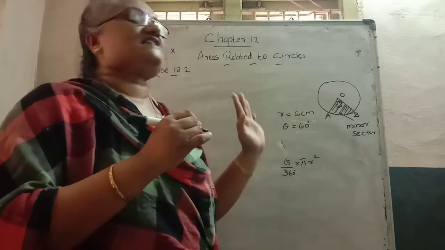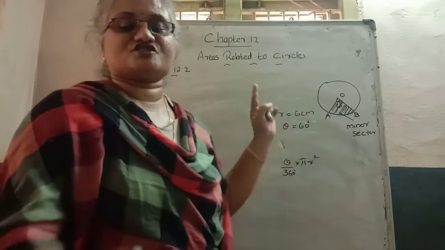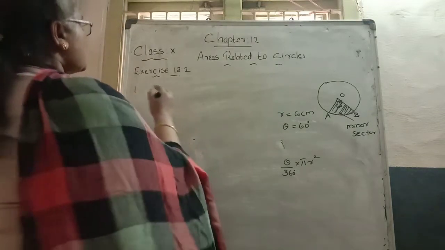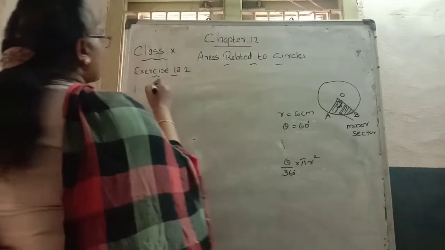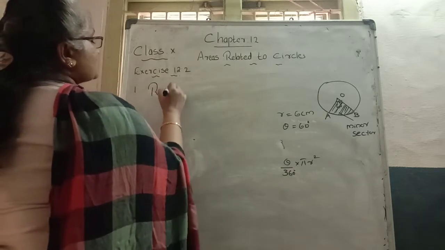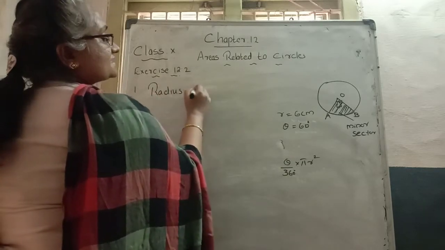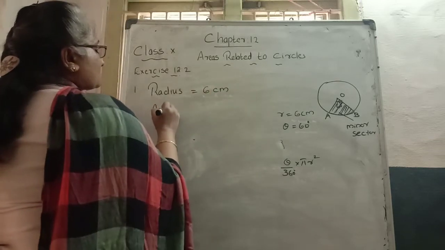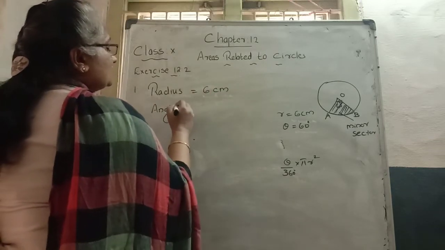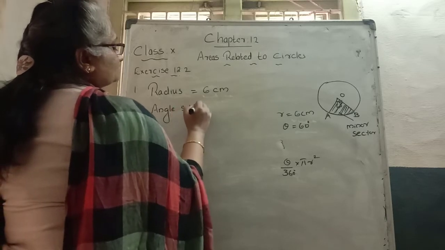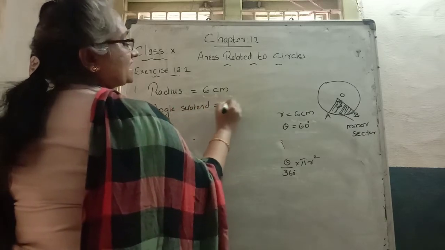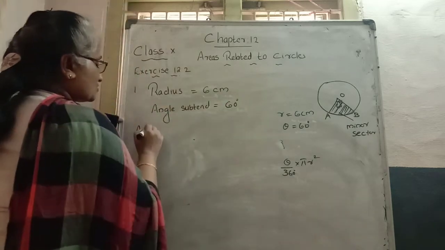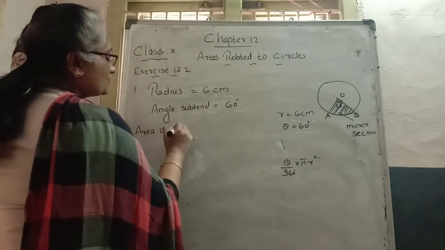So the diagram is like this. They ask us to find the minor sector area. How to find the area? We learned the formula last class. What information is given? The radius is 6 centimeter. The angle subtended, the theta value, is also given as 60 degree. Then they ask us to find the area of the sector.